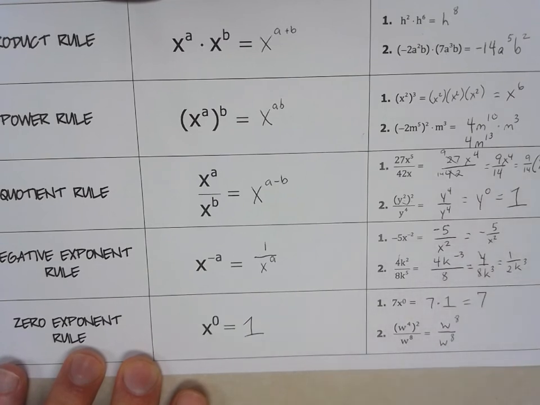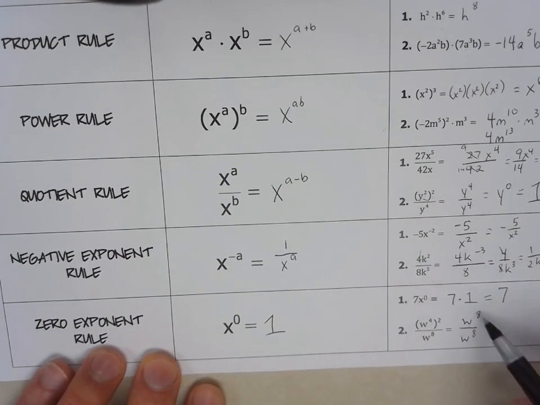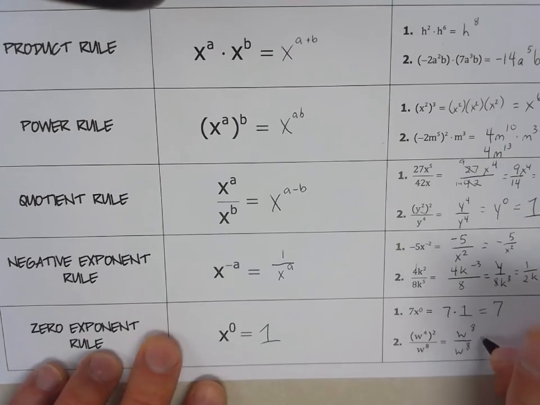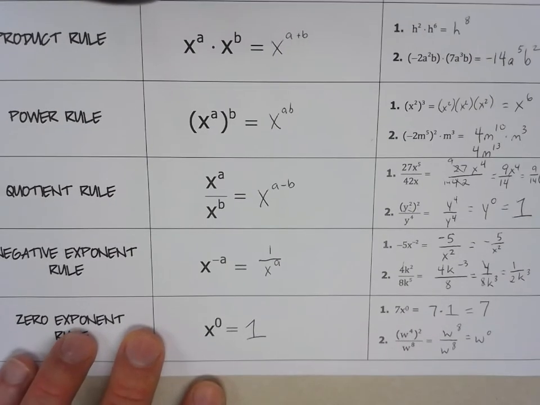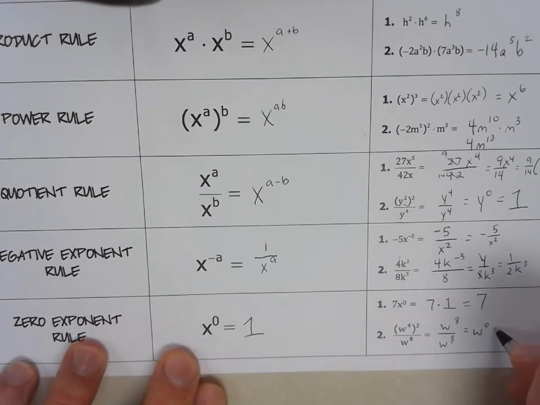Now we will use our quotient rule. Subtract these numbers for division. 8 minus 8 is 0. Great, and now we can really use that 0 exponent rule. w to the 0 power is, of course, just 1.